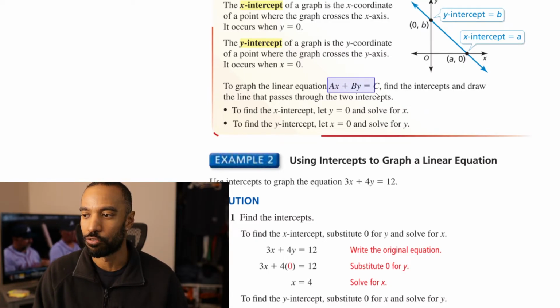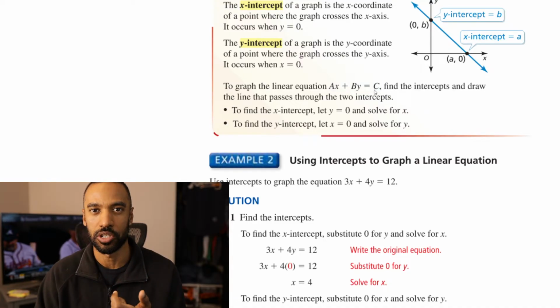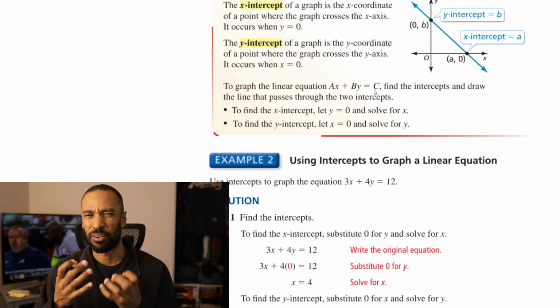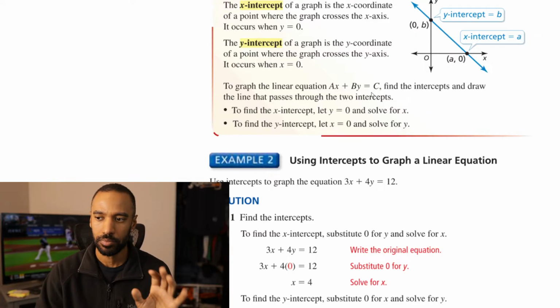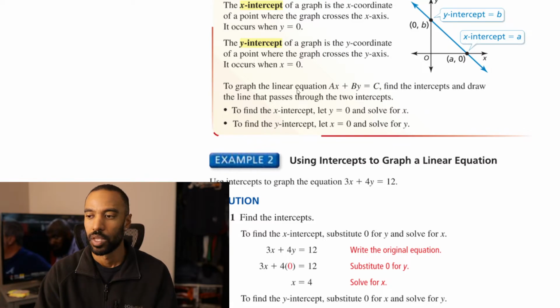So if you're in standard form, what's really nice about this is because x and y are on the same side of the equation, when one of them becomes 0 and goes away, you already kind of have that y term by itself or that x term by itself when you set the other equal to 0, and you can find those intercepts real quick.